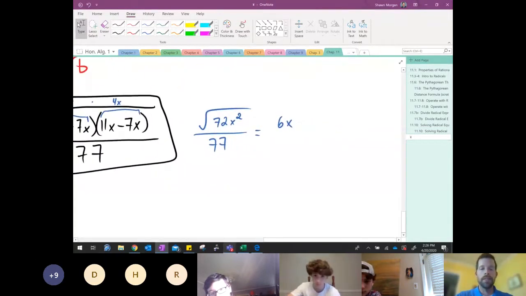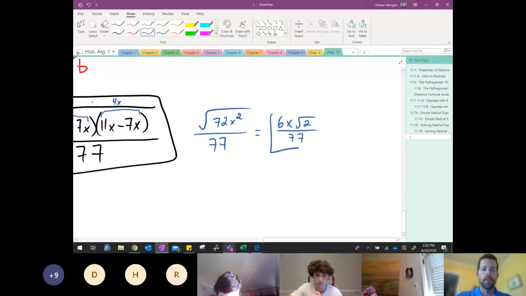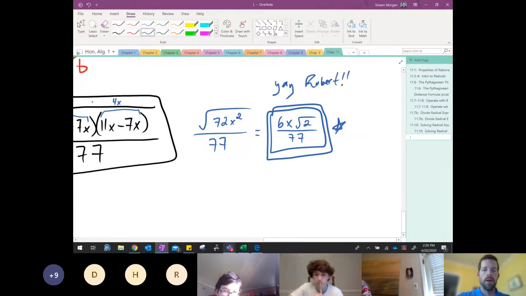So we got, what is that? 6x square root of 2 over 77. Yay for Robert. Real good observation there.